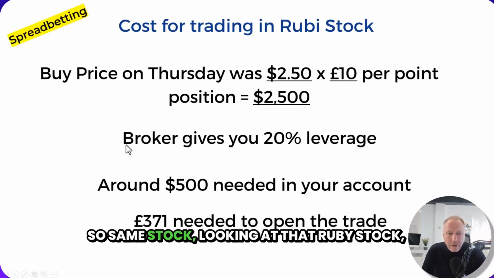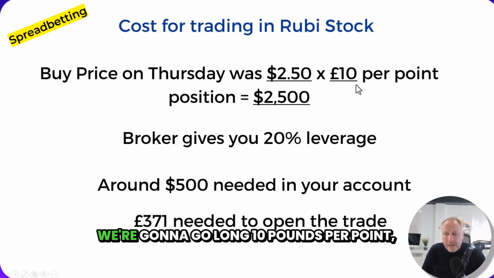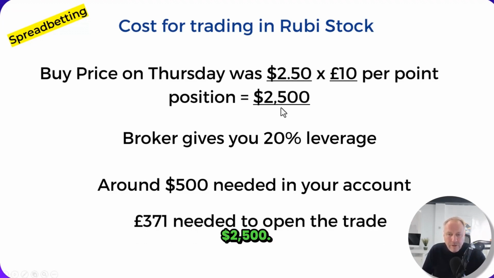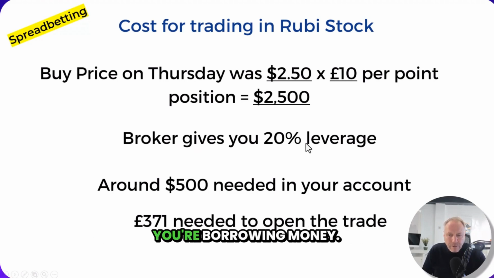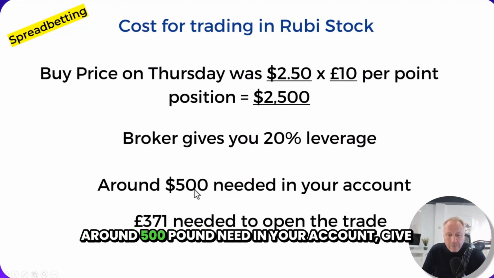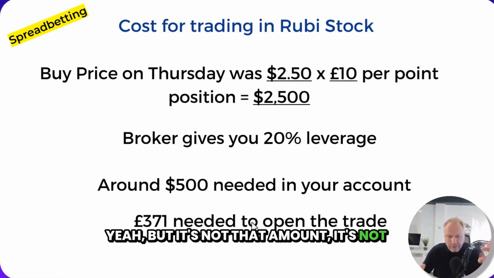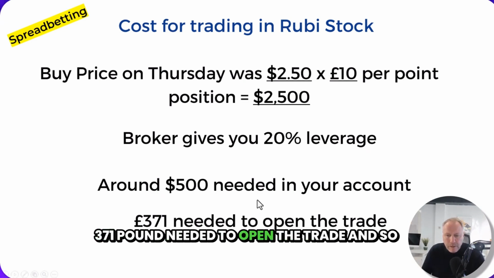So same stock, looking at that Ruby stock, buy price on Thursday was $2.50. We're going to go long £10 per point, all right, 1,000 shares. Position size is the same, $2,500. The broker gives you 20% leverage, all right, you're borrowing money. Around £500 needed in your account, give and take. I know there's going to be people who say, yeah, but it's not that amount, it's not this exchange, it's around this, right? £371 needed to open the trade, and so on, okay?